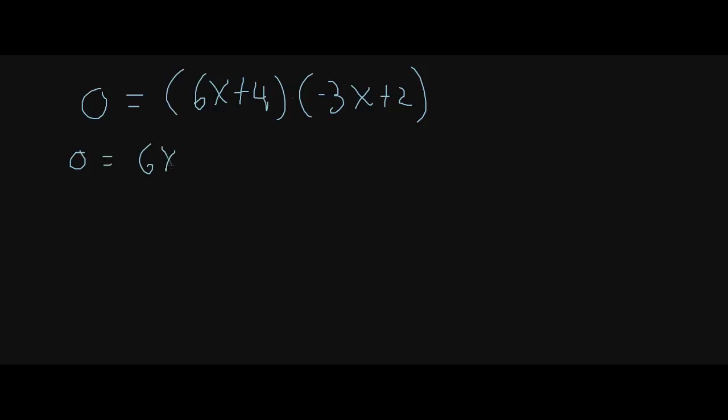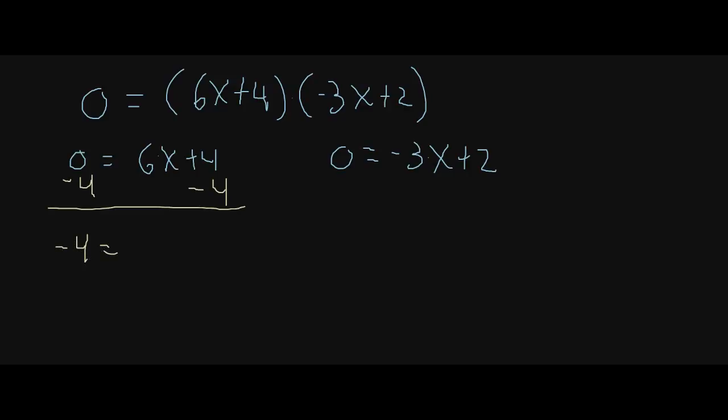0 equals 6x plus 4, and 0 equals negative 3x plus 2. Solving this equation first, remember order of operations. We first need to undo any addition or subtraction. So we subtract 4 from both sides, and we get negative 4 is equal to 6x. Now we divide by 6, and we get x is equal to negative 4 over 6. That's one of my roots.